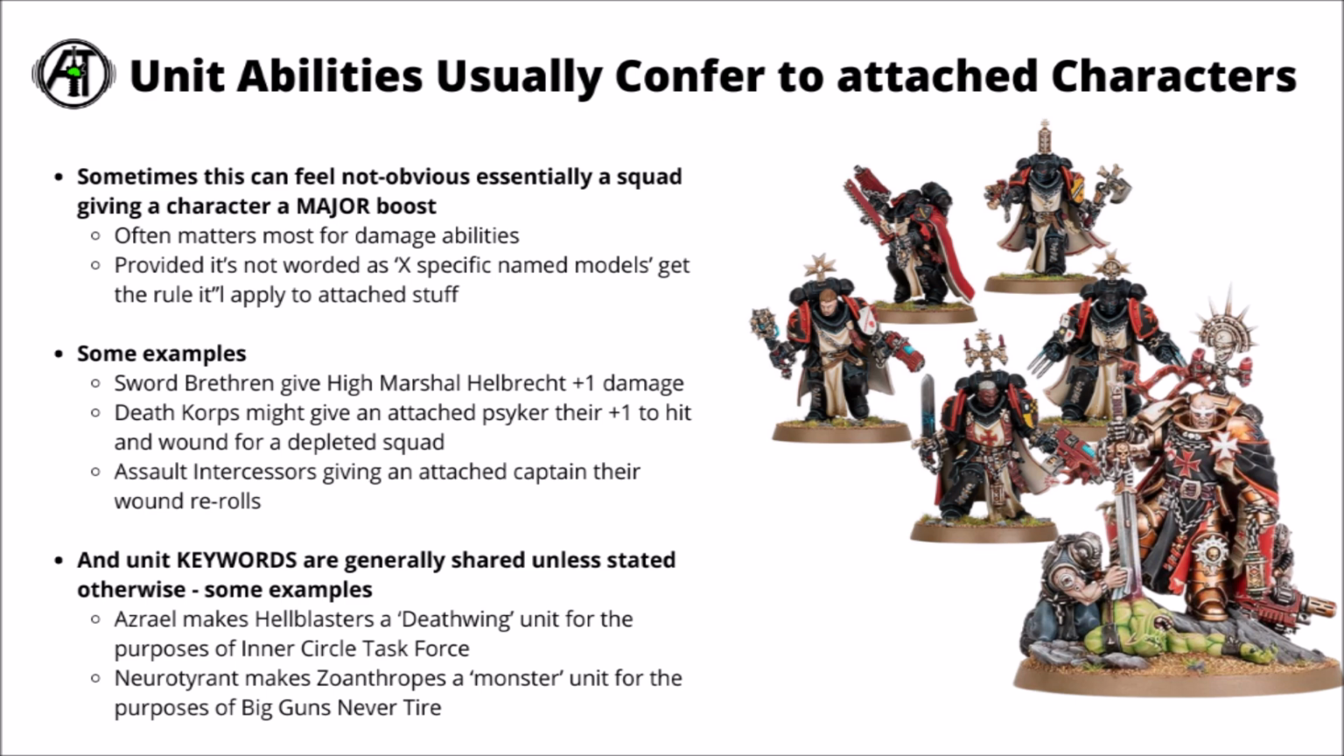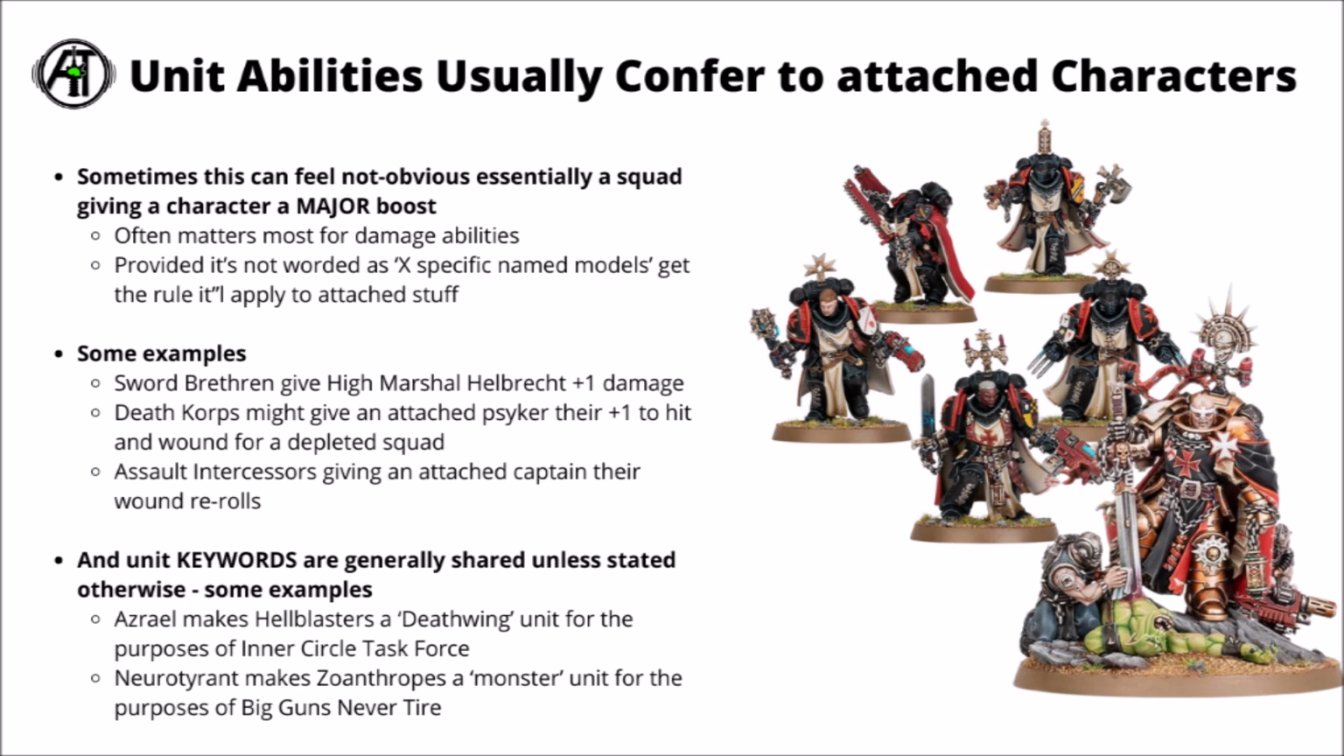This can be really big for a bunch of attached characters. Sword Brethren can give High Marshal Helbrecht a +1 damage, that's kind of massive for his sweep attacks. Deathcore of Krieg might be able to give an attached Primaris Psyker their +1 to hit and wound if the unit gets depleted. And Assault Intercessors are another common one, giving an attached captain or lieutenant their reroll wound rolls if they happen to be fighting an enemy unit on an objective. I've certainly seen plenty of people hesitant to take the benefit of that, but it is the way that it works.